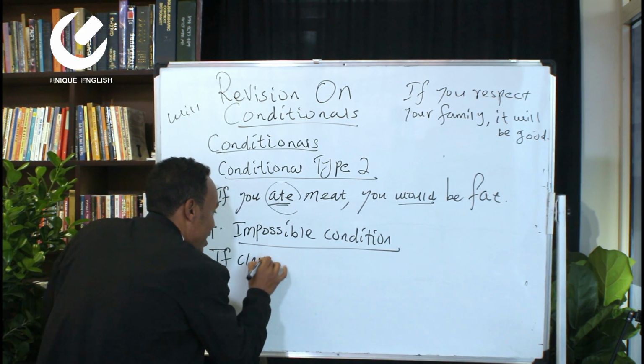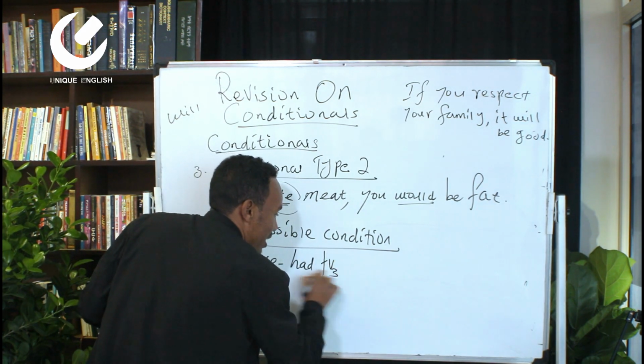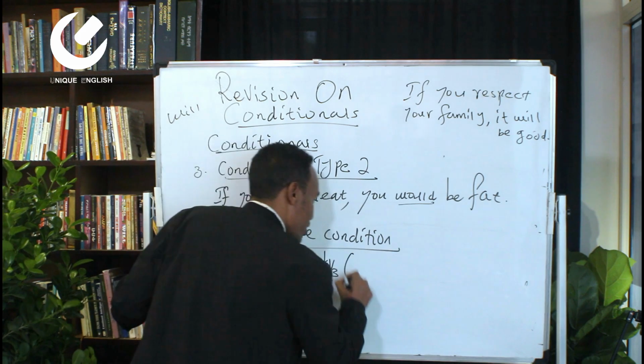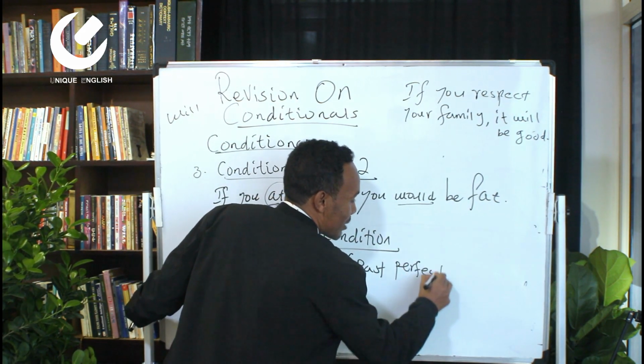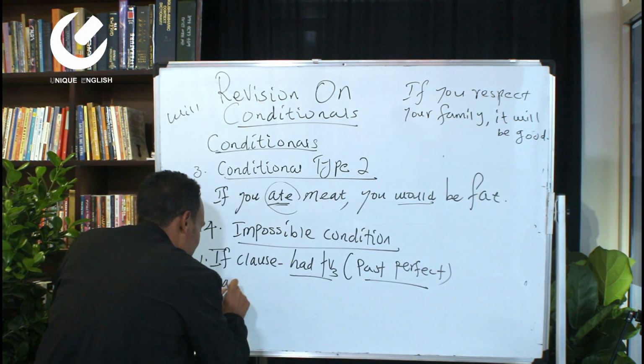If clause ላይ ማን አለ? In the if clause ማን አለ? Had with verb 3 አለ። ማን አለ? Had with verb 3, what can we call it? Past perfect. ምን ይባላል? Past perfect ይባላል። Past perfect tense ይባላል። All right, look.